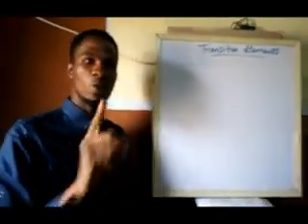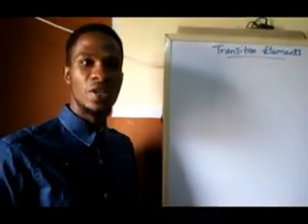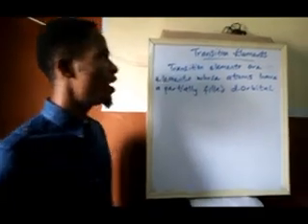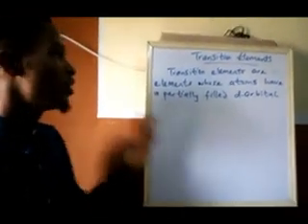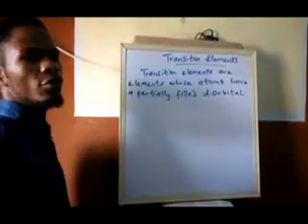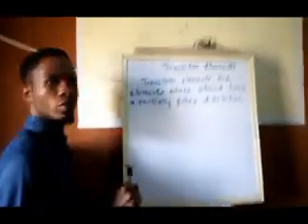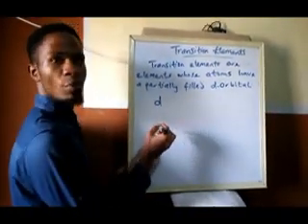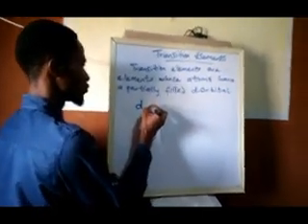Now, the question is, what are transition elements? Transition elements are elements whose atoms have a partially filled d orbital. A partially filled d orbital in one sense. You will recall that d orbital can take a maximum number of 10 electrons.